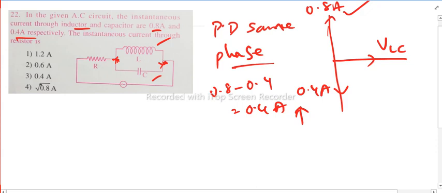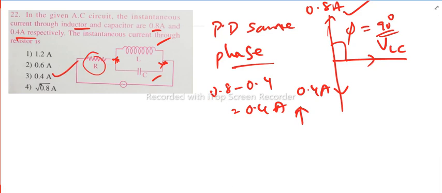Okay, and there is a phase difference of 90 degrees. The voltage is behind, the current is ahead, so the voltage is 90 degrees behind this. So 0.4 amps is the current going through this. So that means through the resistor, how much will be the current going? 0.4 amps is the current passing through the resistor.